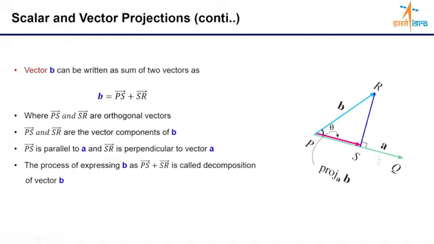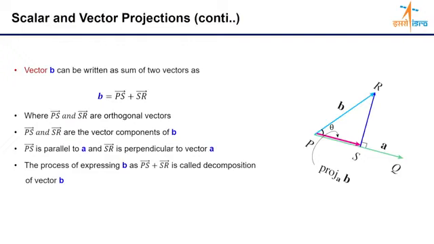Then from there another vector can start, meaning the tail of that can start, and that can reach somewhere else. Then again from that point another vector can start, and finally they can reach here. So you can say a single vector can be written as a sum of multiple vectors. A single vector can be written as a sum of two or more vectors, provided they satisfy a certain criteria.